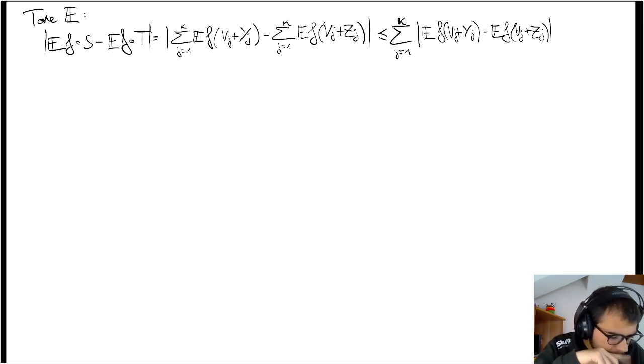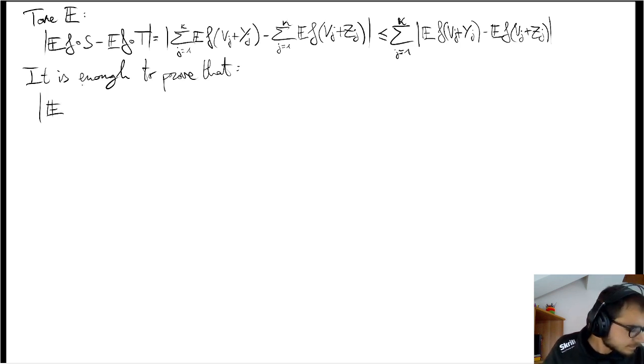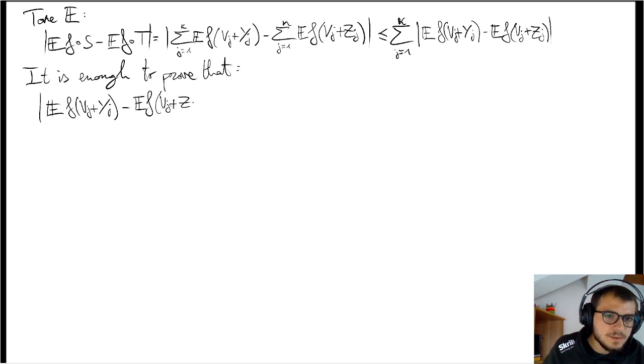Okay, we are doing well enough here. And now it is enough to prove that minus the expectation of the function f(vj + zj) is bounded by some constant c times the expectation of yj in absolute value at the third power.